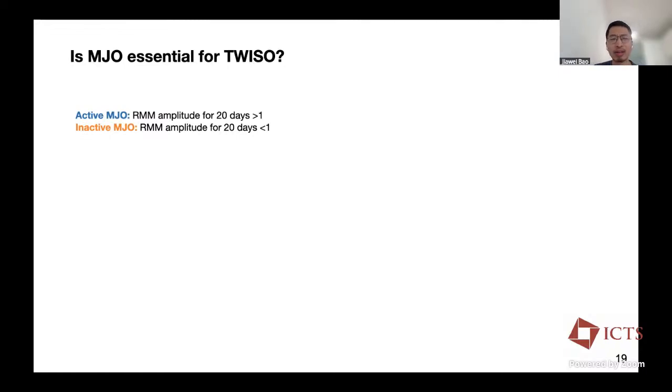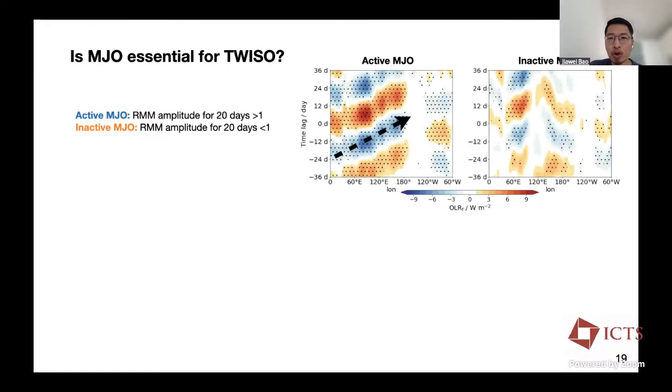We define the MJO events based on the classical MJO definition. Here we use the RMM amplitude, and we have a very strict criterion. If the smoothed RMM amplitude is above 1 for around 20 days, around day 0 of the TWISO oscillation, we define it as active MJO, whereas for the inactive one, the RMM amplitude has to be less than 1 during this period. Then we look at the spatial patterns, the Hovmoller plot of the OLR anomaly over the active MJO case and the inactive MJO case.